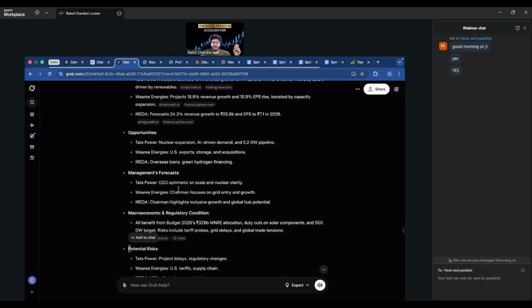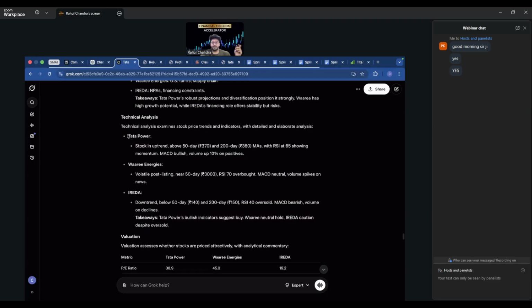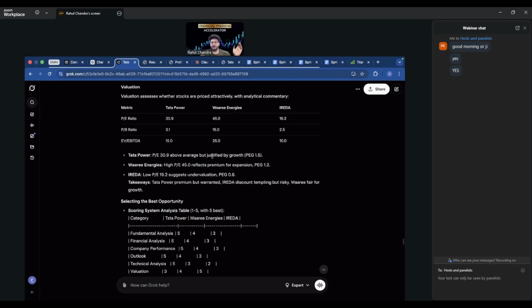Then we move on to technical analysis, something that all of you love to do. What does it technically say about Tata Power, Vari, and IIDA? Stock in uptrend, above 50-day average, RSI at 65. So it does that for you as well. Valuation: all of you who open up Screener and look at the multiples, PE, PB, EV-based valuation for all three, it explains in simple English. Tata Power has a premium valuation, but it is warranted. IIDA at a discount, tempting but risky. Vari fair for growth.